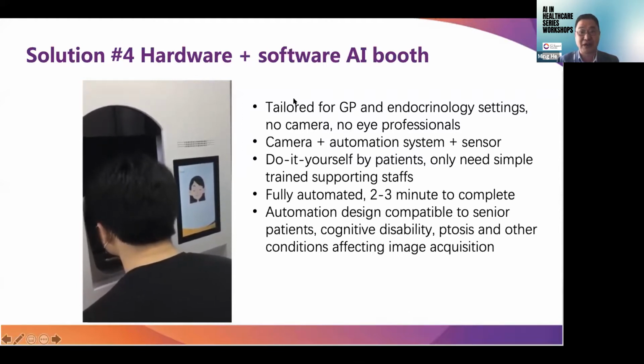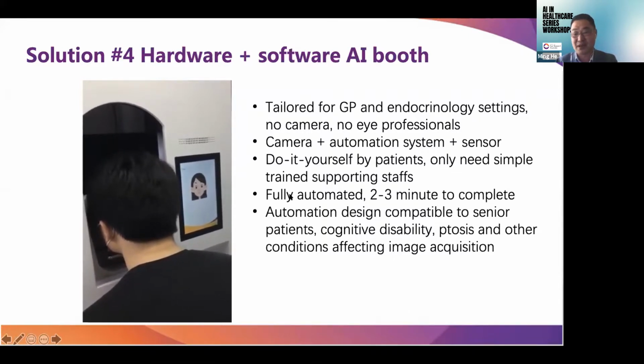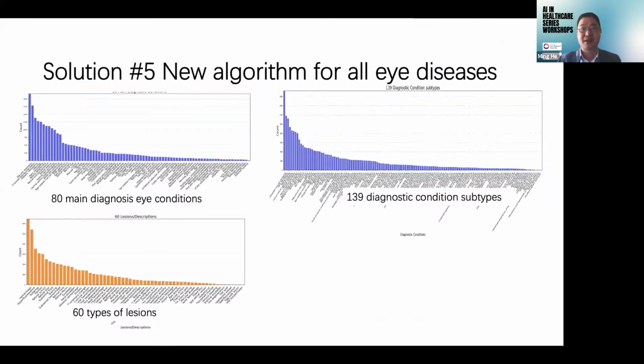And then we also connect this with a lot of special sensors put around it, so the whole system can be DIY, do it yourself by the patient, and it is completed in 1 minute without requiring specially trained technicians and clinicians.